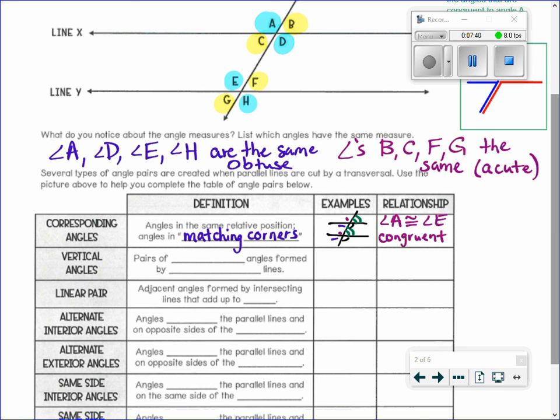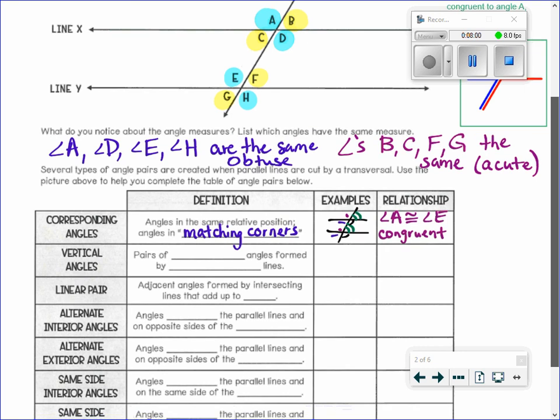So that's one relationship. All right, what's corresponding to B? F. Good. What's corresponding to H? D. What's corresponding to G? C. Perfect. All right, now we're going to talk about vertical angles. And vertical angles, actually, we learned this one. We had this last year.